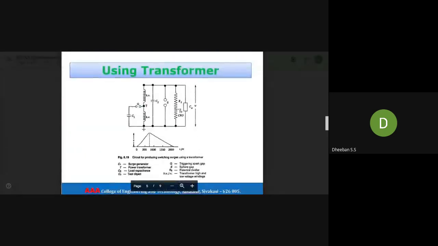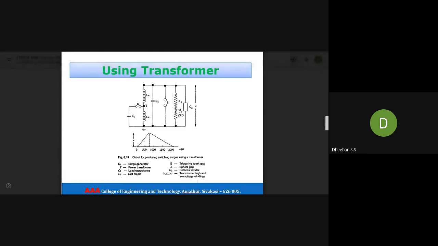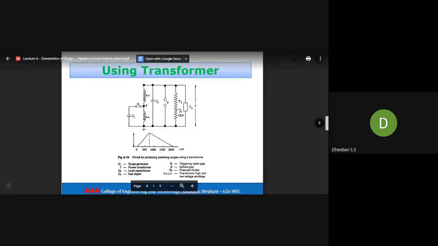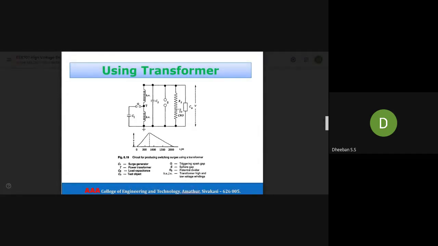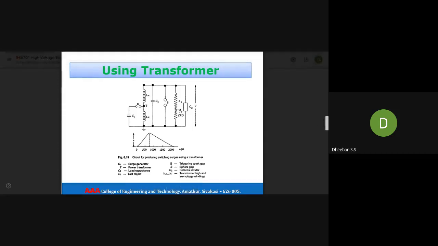This is the second method, using a transformer. This is a simple format. They make use of a spark gap. This is your supply side, this is your load side, and that is the voltage output you can get out. The input is given here and it will be charged. Through the spark gap, or sphere gap, it is possible to extract the voltage.